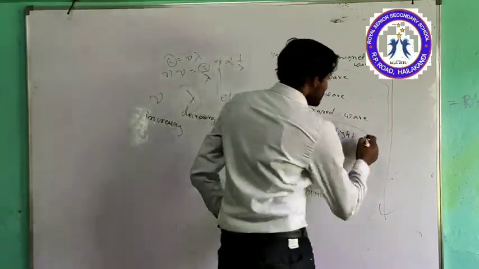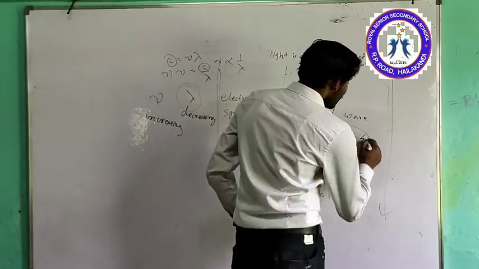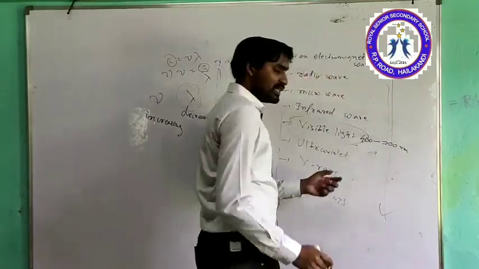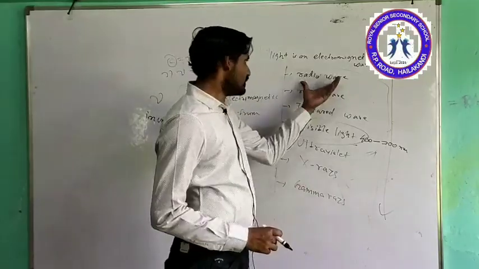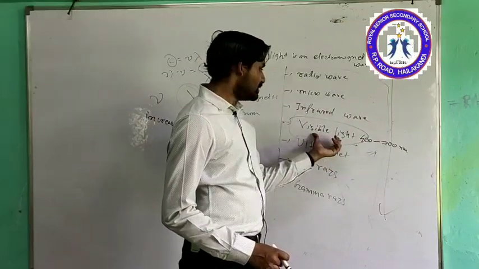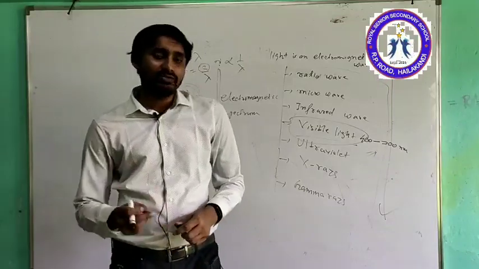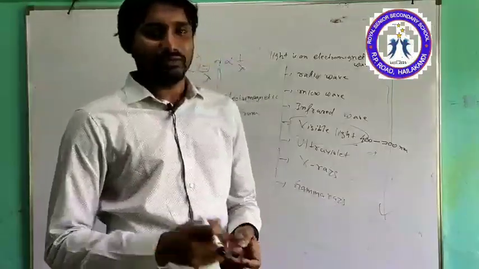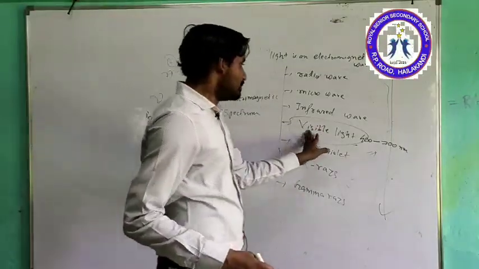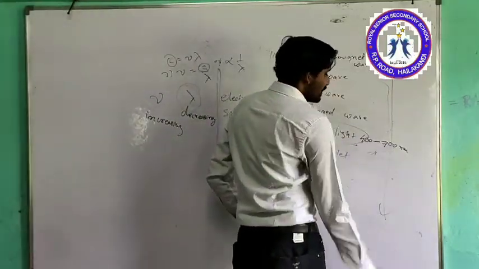Visible light is a part of that electromagnetic spectrum classification. It extends from a wavelength of 400 to 700 nanometer. For every particular wave or category there is some wavelength. I am writing specifically for visible light because it is a very important one-mark question. Sometimes it comes: what is the wavelength range of visible light? When we say light, that means visible light. So the wavelength range is 400 to 700 nanometer.